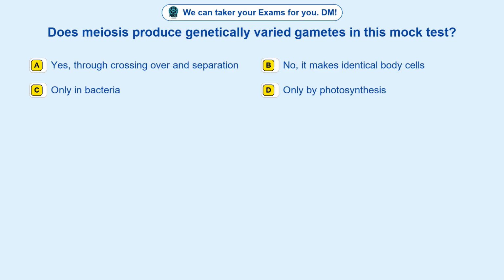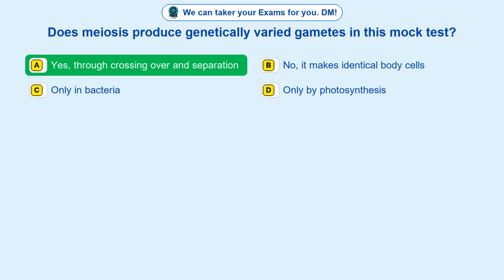Question 16. Does meiosis produce genetically varied gametes in this mock test? Option A. Yes, through crossing over and separation. Option B. No, it makes identical body cells. Option C. Only in bacteria. Option D. Only by photosynthesis. The correct answer is option A.